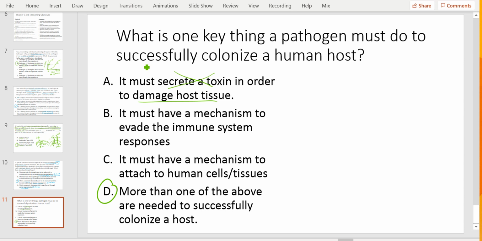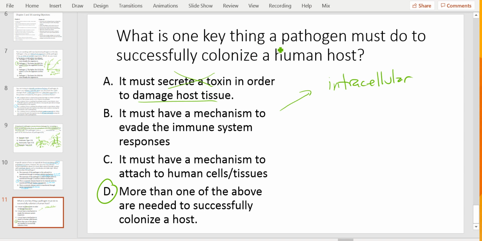So in pathogens, they do have to damage the tissue, but sometimes they can do that just by growing in the body. Sometimes they do that by secreting an exoenzyme. They don't actually have to secrete a toxin itself, and a lot of pathogens don't. And so while they do have to damage host tissue, they don't have to secrete a toxin. That's one way that tissue can be damaged. They do, however, have to have a mechanism to evade the immune system. And this can be done in a couple different ways.